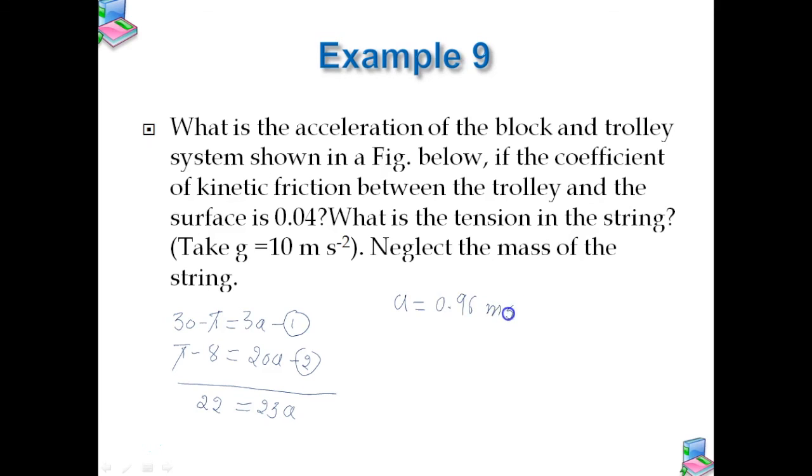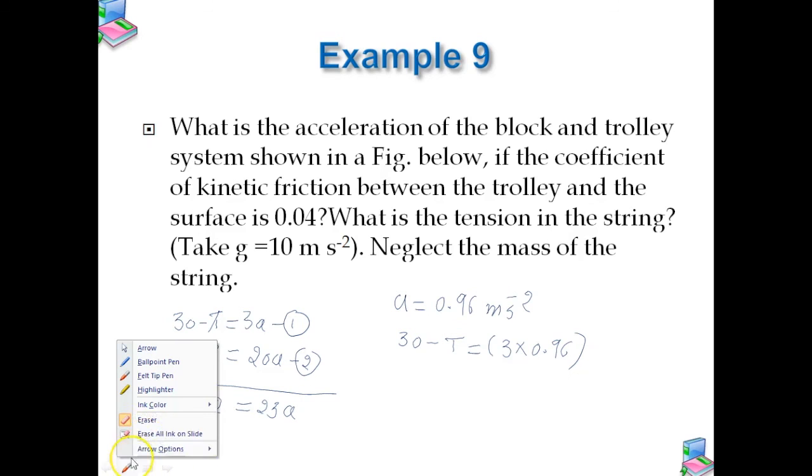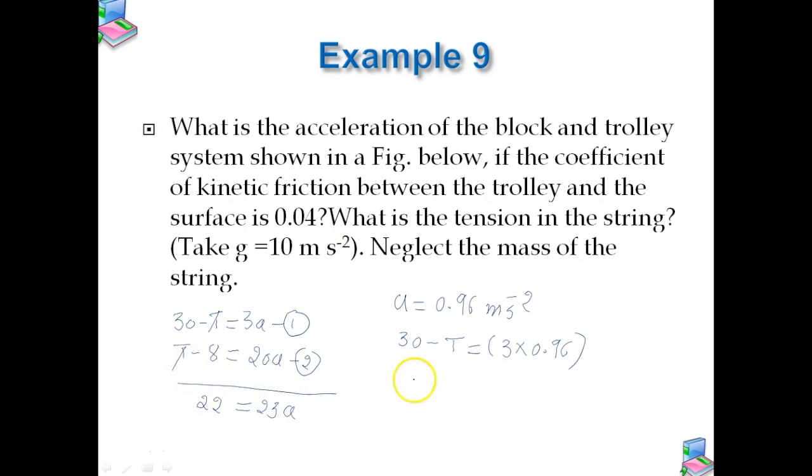So the value of a will be 0.96 meter per second squared. If you substitute the value of a in either of these two equations, we can get the value of T, so the value of T will be 27.1 Newton.